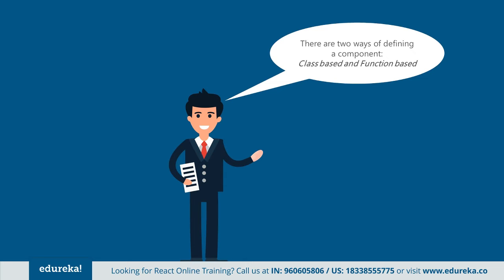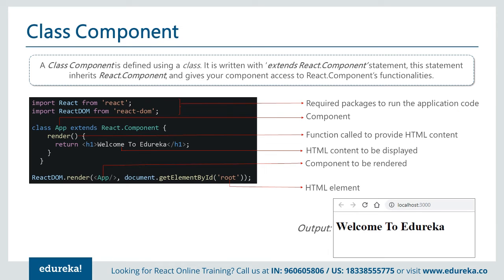Now, the next thing: there are two ways to define a component, class-based or function-based. What is a class-based component? A class component is defined using a class. It is written with the extends keyword, React.Component. This statement inherits React.Component and gives you access to React component functionality.